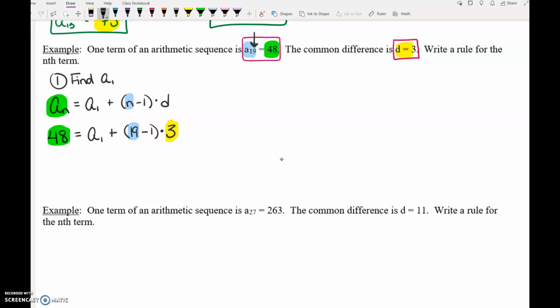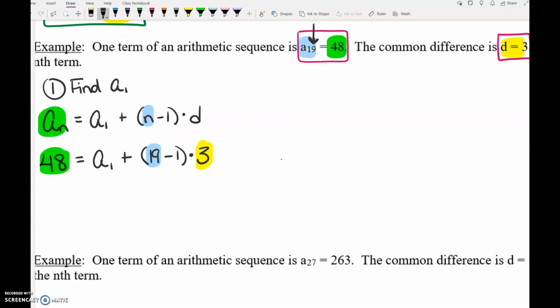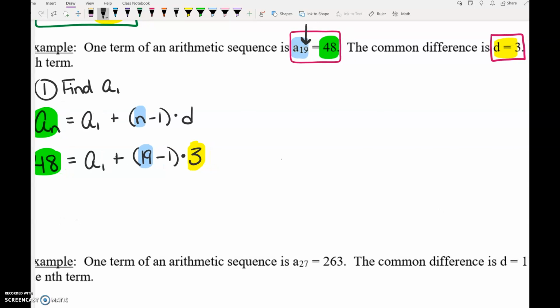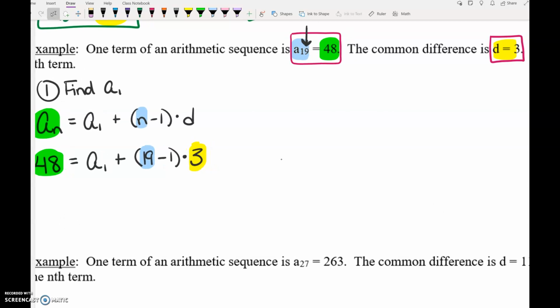All right, so we put 48 in place of our a sub n. 48 is the 19th term, so we used 19 in place of n. Our common difference is 3. Now we can do some math. What is 19 minus 1? 18, and 18 times 3, according to my calculator, is 54.